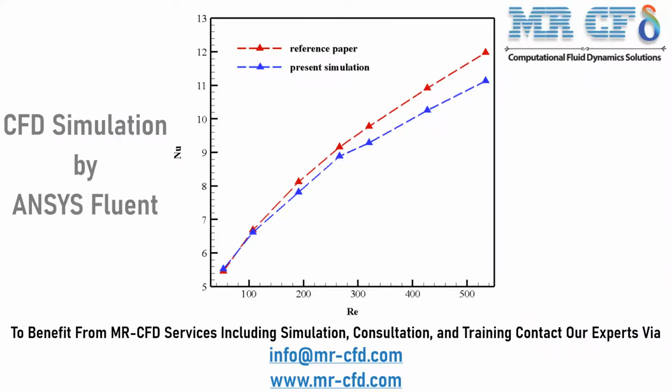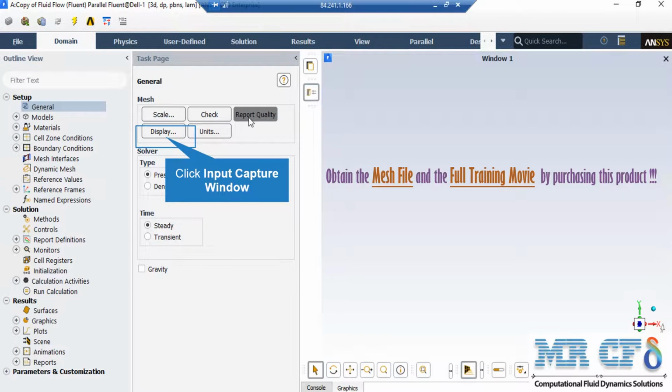As was mentioned in the previous slide about the purpose of this project, in this slide we have brought to you the figure which shows the Nusselt number over Reynolds number, and in this figure you can easily see that we have compared our CFD simulation results with the paper's. By clicking on the display button, a new window will appear in which you can see different parts of your geometry.